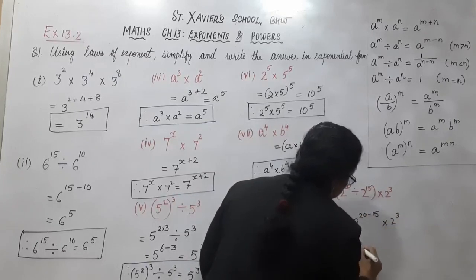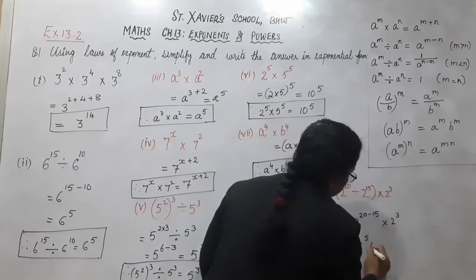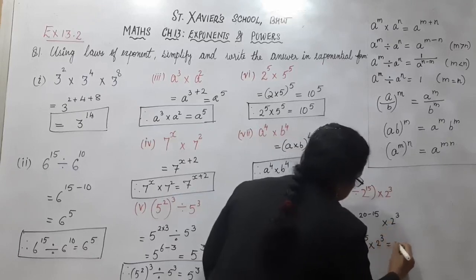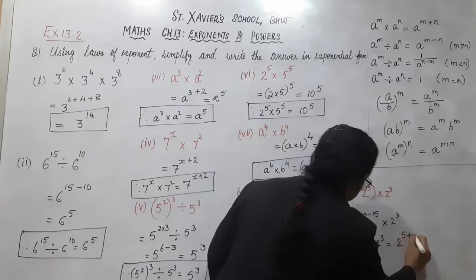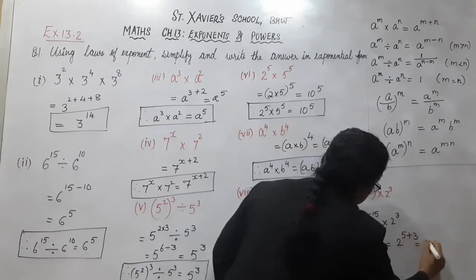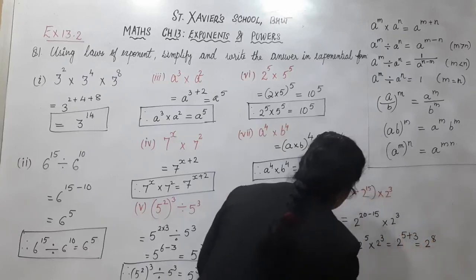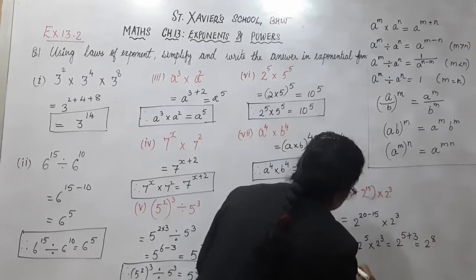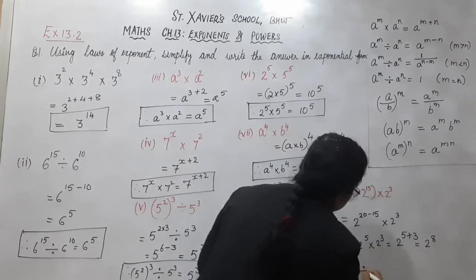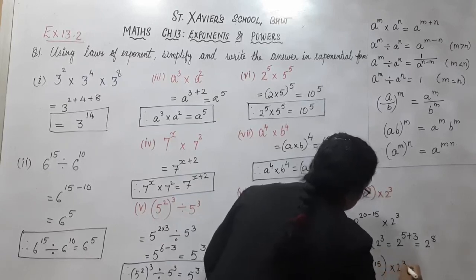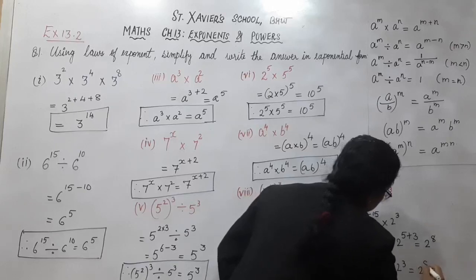That is equal to 2 raised to 5 plus, now this is multiplication, right? That is equal to 2 raised to 5 plus 3, that is equal to 2 raised to 8. Therefore 2 raised to 20 divided by 2 raised to 15 multiplied by 2 raised to 3 is equal to 2 raised to 8.